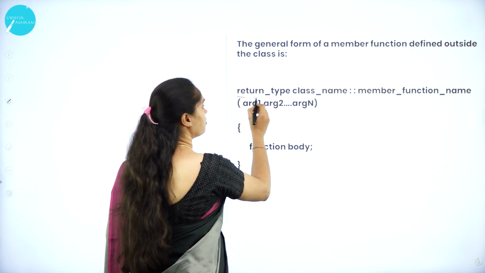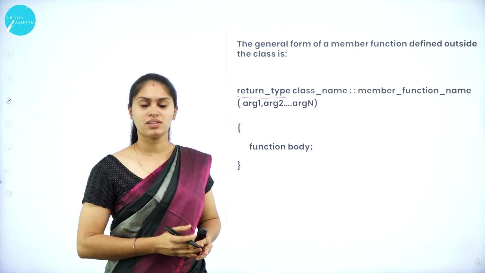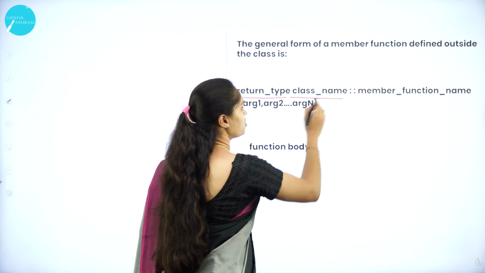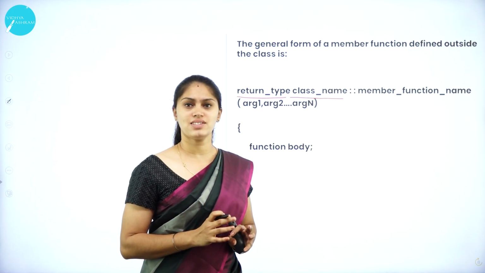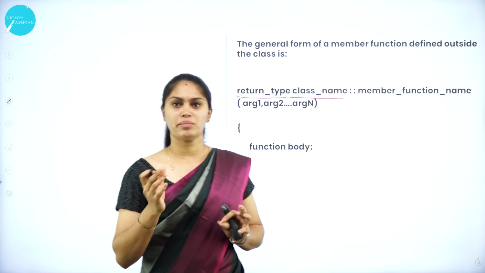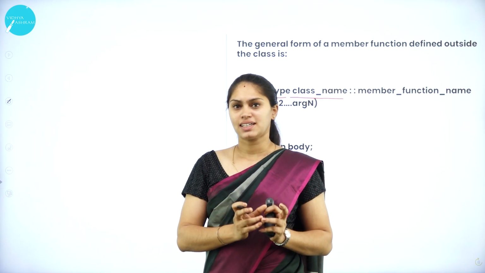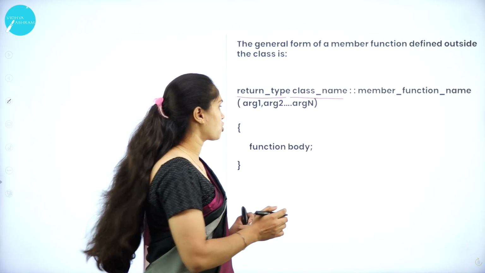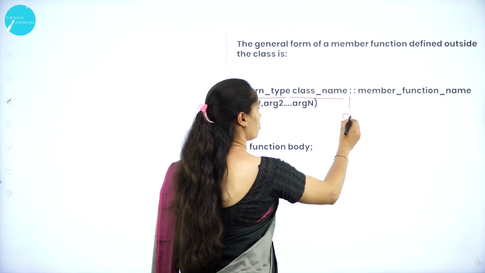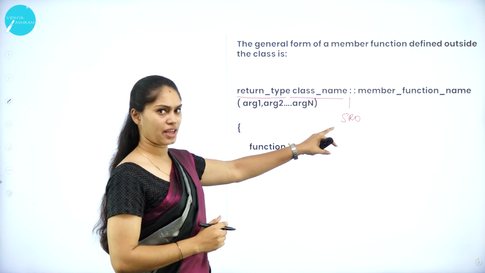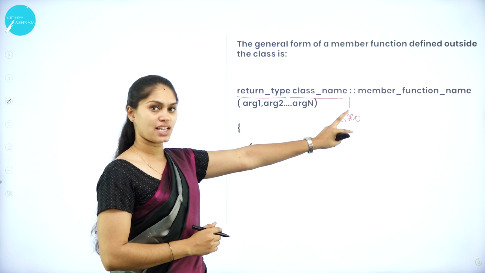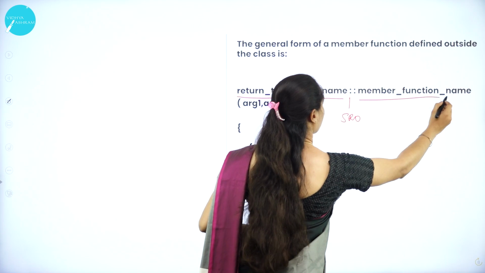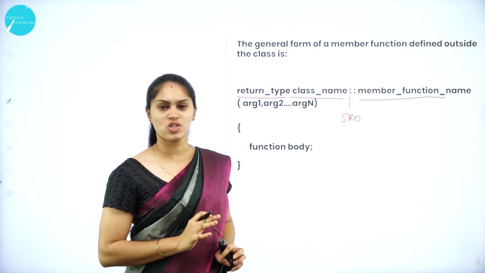Here we need to specify the return type. Return type is nothing but the data type. And then I need to use a class name. This class name will specify the member functions which belong to a particular class. How will it be divided or linked? With the help of the scope resolution operator. The scope resolution operator is mainly used to define the member function outside the class definition. And this must be followed by the member function name. I need to specify the member function name.